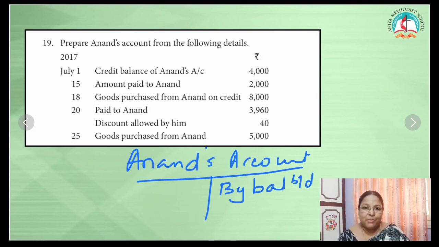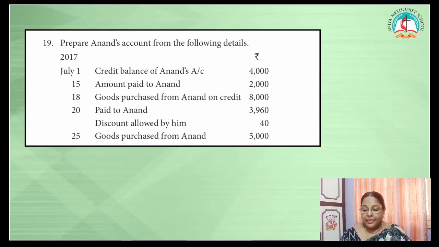And then you know how to balance your account. Always debit should be equal to credit. See which side is heavier. Find out the difference where there is a lesser amount. Place the amount there and finish your account. Clear? Right.